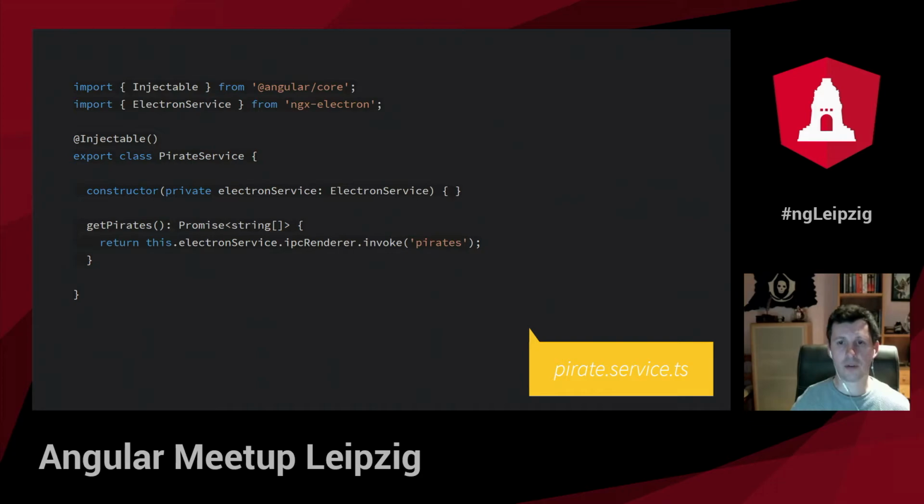And we have created also a method getPirates that uses the Electron service, and specifically it accesses the ipcRenderer object from the Electron service and calls the invoke method, passing the same channel name as the one that we set up previously in the main process. The invoke method returns a promise. So the communication between the main and the renderer process is promise-based. So you can use async await with no problem in this type of application.